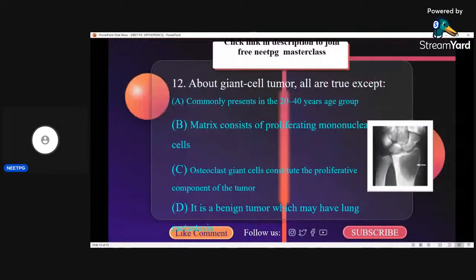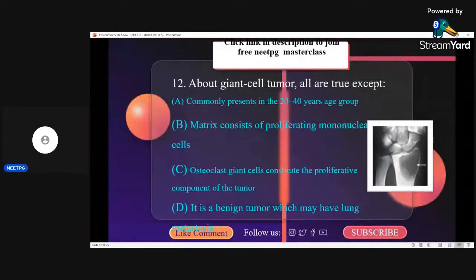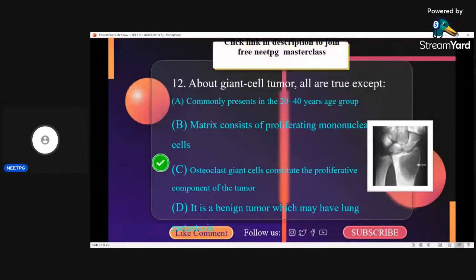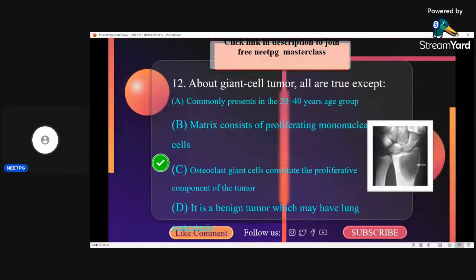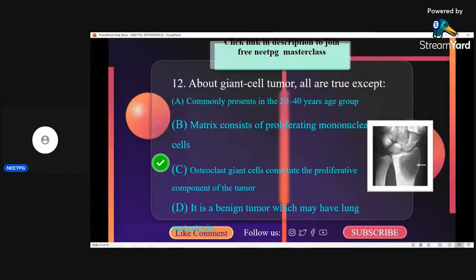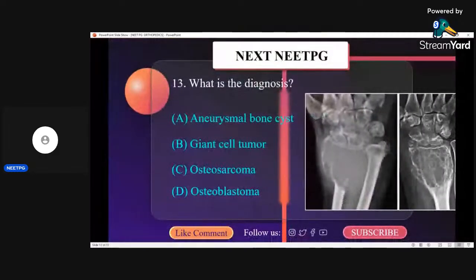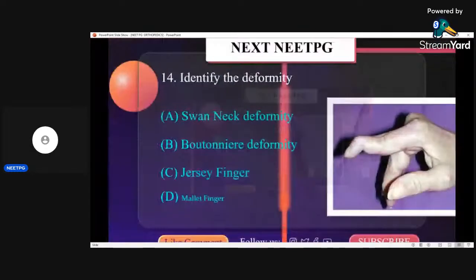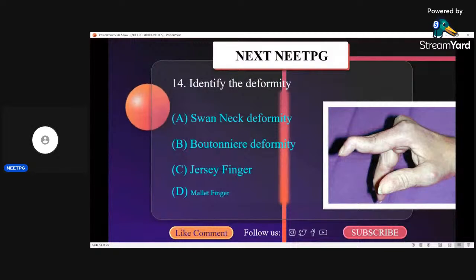About giant cell tumor, all are true except: osteoclast giant cells constitute the proliferative component of the tumor. What is the diagnosis? It is a giant cell tumor. This is a very important topic. Read everything about giant cell tumor. Bone tumors are very important. Identify the deformity. Anybody please comment. So easy it is. A. Swan neck deformity. B. Boutonniere deformity. C. Jersey finger. D. Mallet finger. The correct option here is A, swan neck deformity.